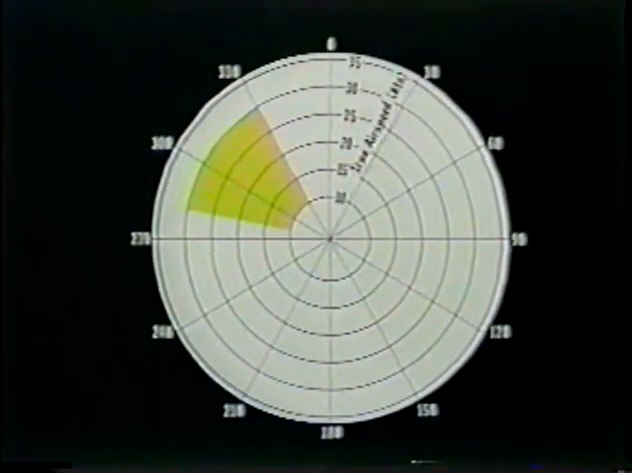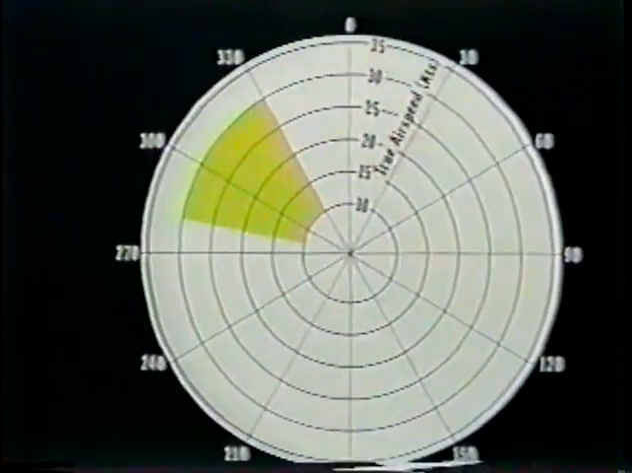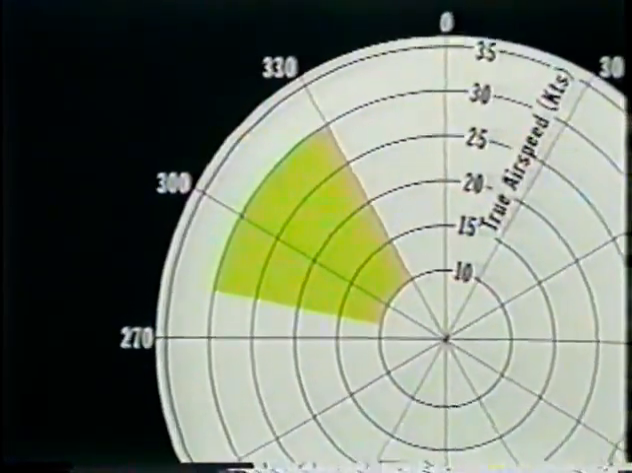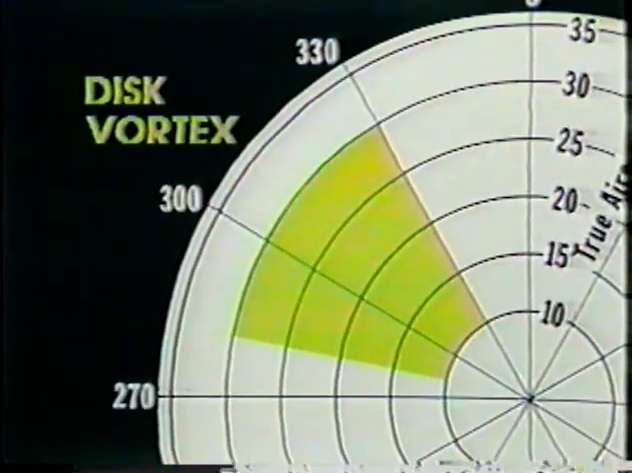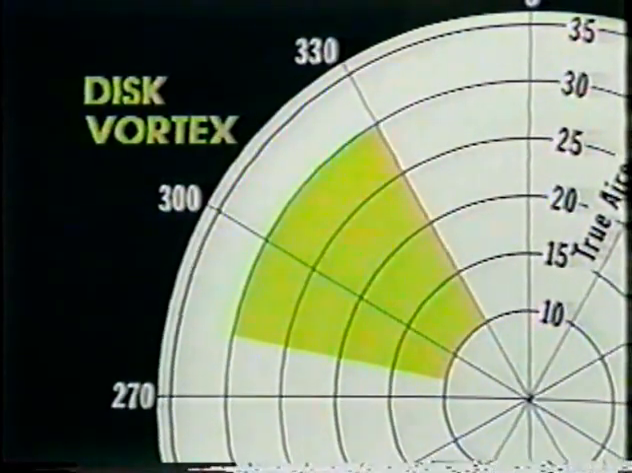The final region to look at is disk vortex. This becomes a factor with a relative wind azimuth of 280 through 330 degrees, and when the velocity is between 10 and 30 knots. Vortices are generated as a function of lift. The greater the lift, the stronger the vortex.